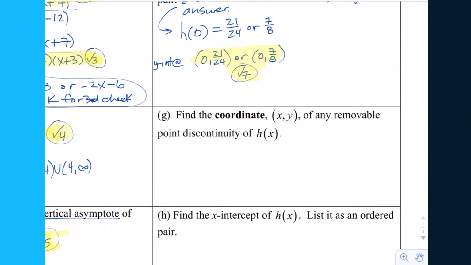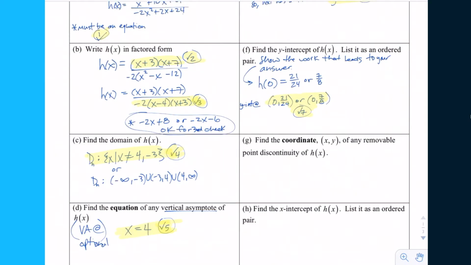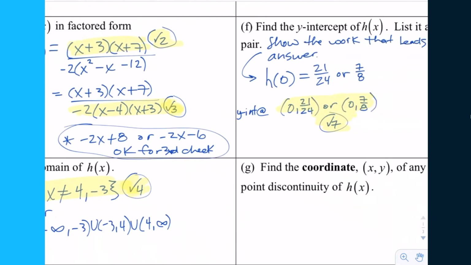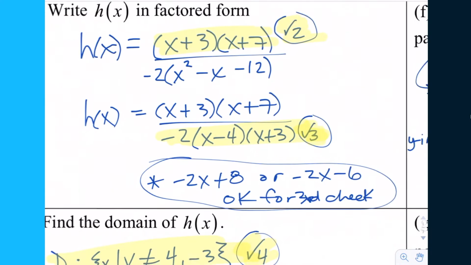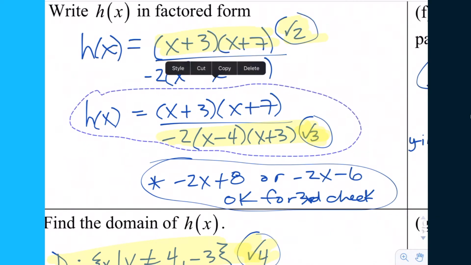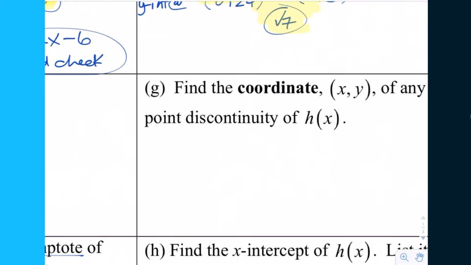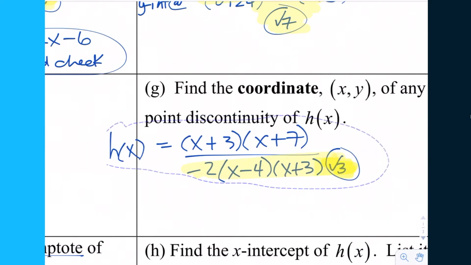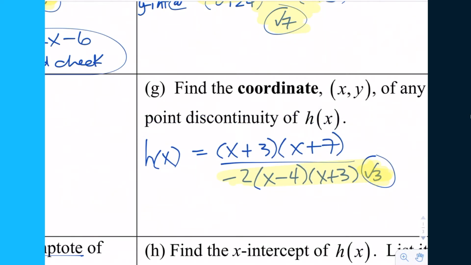All right, part G. Find the coordinate (x, y) of any removable point discontinuity. So now's the time where you might want to come back over here and divide out your x plus 3's. But you don't even have to show that if you don't want to. But I'll go ahead and just copy this and paste it in over here. I know some of y'all probably went ahead and wrote that in there. And I understand why. It's kind of fun to divide things out.